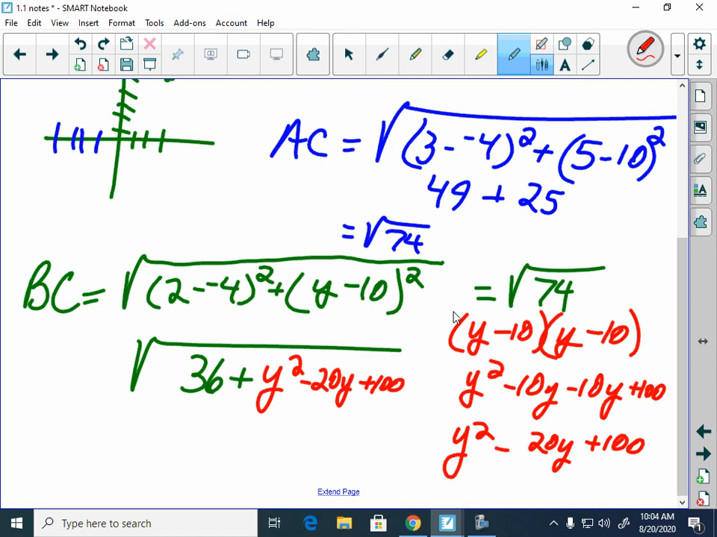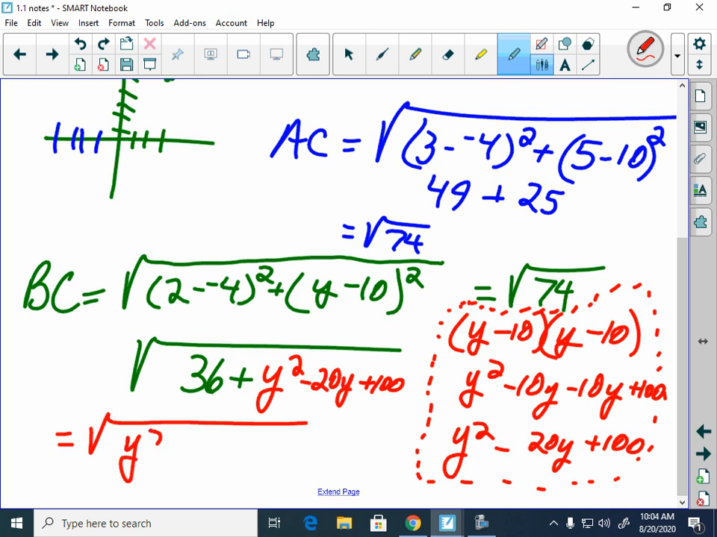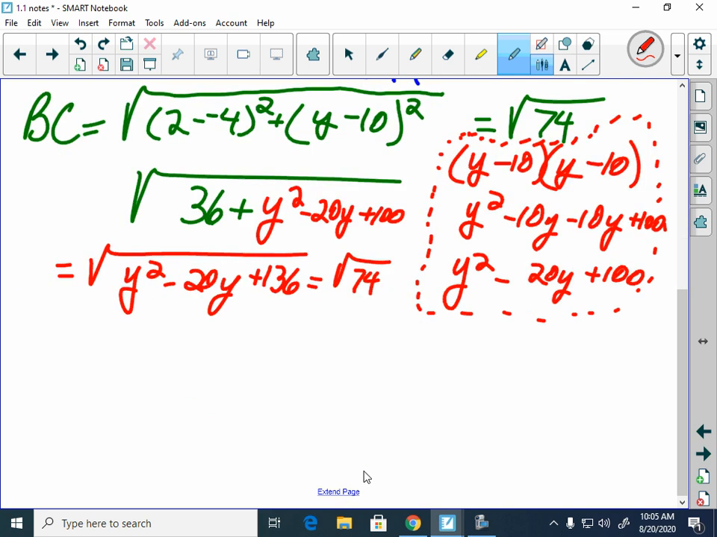And you're like, Blanchard, still not going to work. And I'm like, I don't know. Maybe it will. So then this is going to be y squared minus 20y plus 136, which has to equal the square root of 74. Now what?